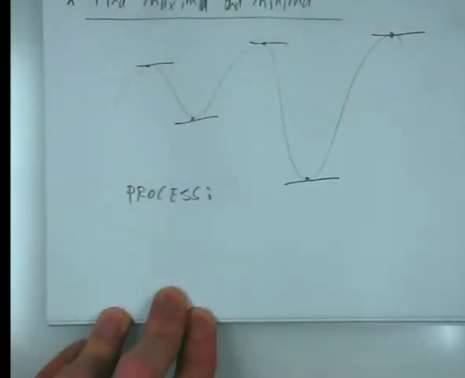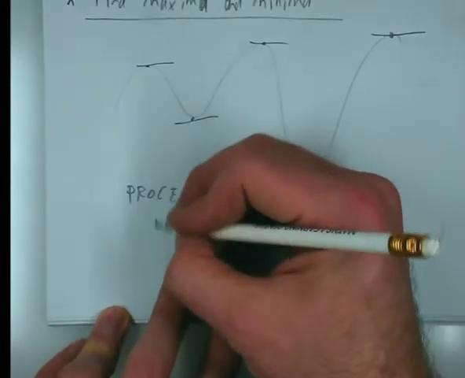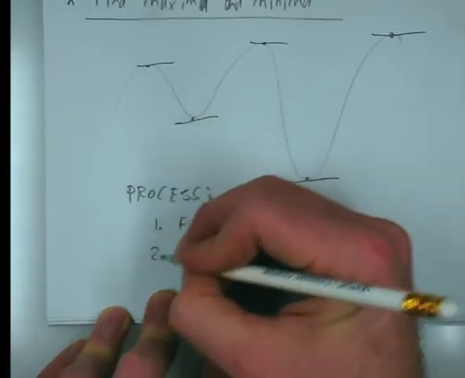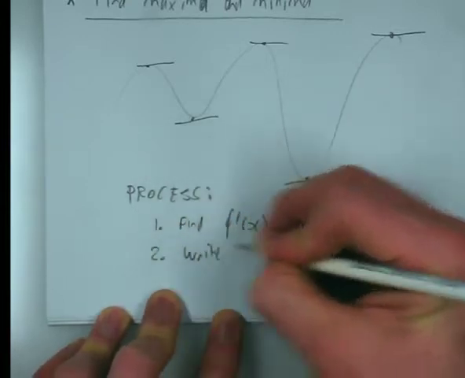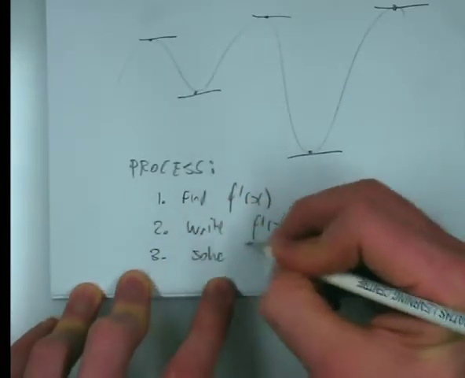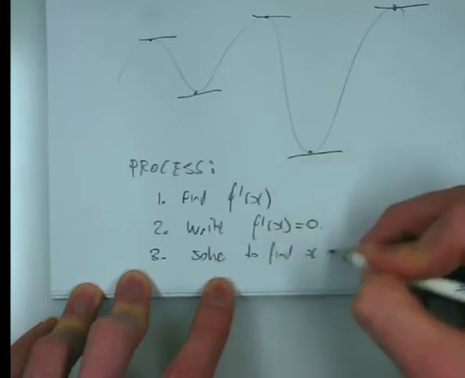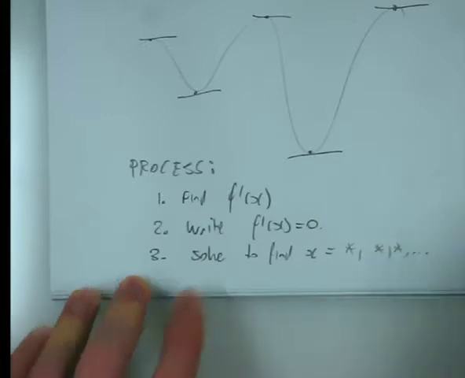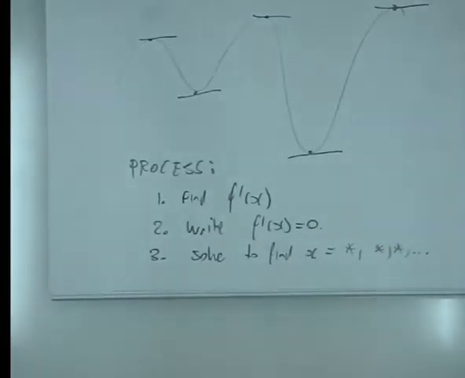So your process is: number 1, find f dash x as a formula. 2, write your equation f dash x equals 0. 3, solve to find your x's. There might be various different solutions. And then your last step is to sub them all back into the original function to figure out which one actually is the highest.